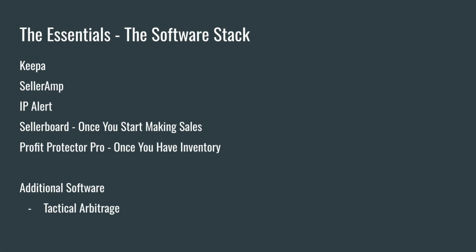But since I stopped using Tactical Arbitrage, I've actually made more money because I've used less energy on it. And I've just been using some of these methods I'm going to share with you that have been cranking out tons and tons of profitable inventory for me. So these are the essentials. These are the must-haves. You need to get Keepa. You need to get SellerAmp. You need to get IP Alert. Once you start making sales, Sellerboard, Profit Protector Pro, the same repricers, all the same softwares that we're using for Amazon wholesale other than Scan Unlimited.